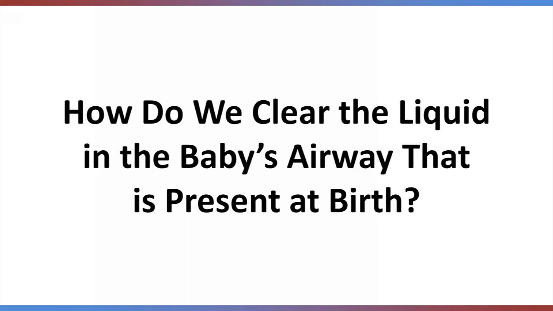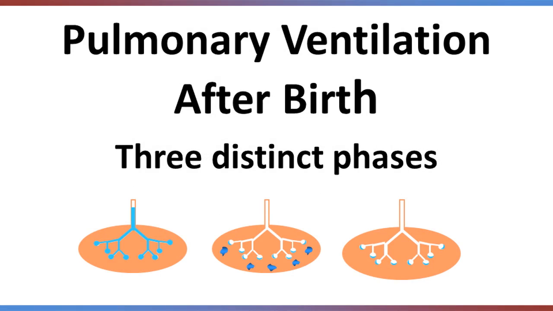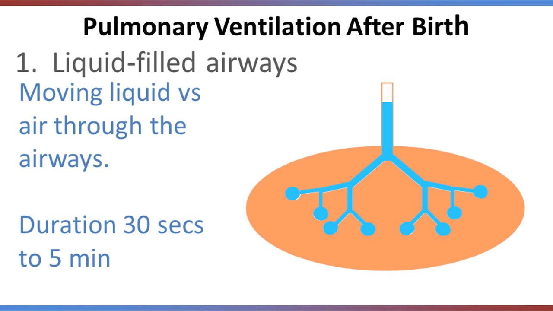Now, that liquid is cleared down through the airways where the liquid then enters into the tissue and then cleared from the tissue. We can immediately see that there's actually three phases to this. And so when we're thinking about pulmonary ventilation at birth, we have to bear in mind each of these three phases. The first phase is when the airways are liquid filled, and the issue here is that liquid has to move through the airways.